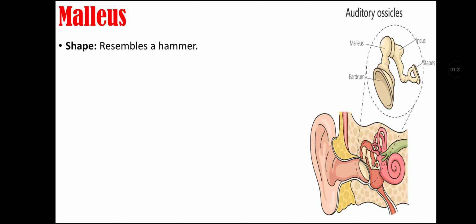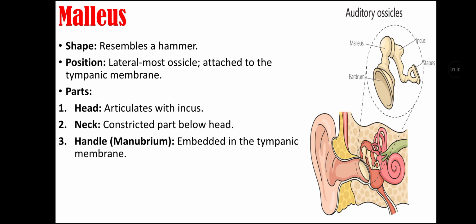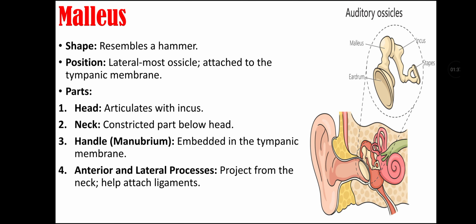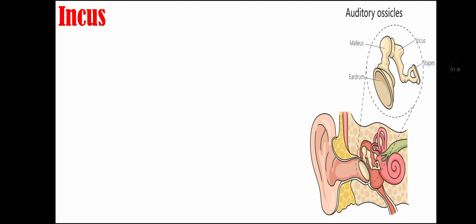First is the malleus, that resembles a hammer. Its position is the lateral-most ossicle that is attached to the tympanic membrane. Its parts include head, neck, handle, and anterior and lateral processes. The head articulates with the incus. Its neck is the constricted part below the head. Its handle is embedded in the tympanic membrane, and its anterior and lateral processes project from the neck and help attach ligaments, as you can see in the diagram. Its function is to receive vibration from the tympanic membrane and transmit them to the incus.